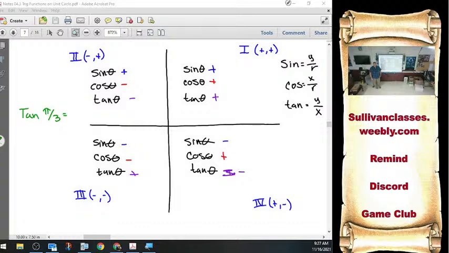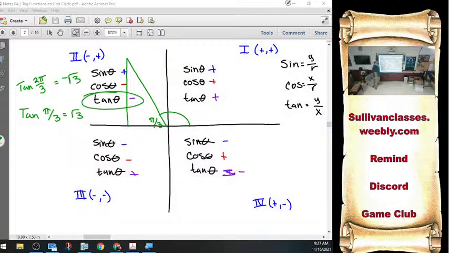Tangent of pi over 3 is what? Like just regular pi over 3. Square root of 3. Then if I have an angle such that its reference angle is pi over 3, I can say the tangent of 2 pi over 3. Since its reference angle is pi over 3, I know the answer is going to be square root of 3, but it's going to be negative.